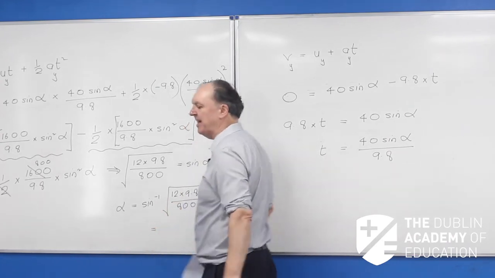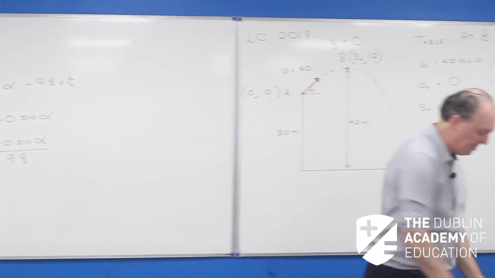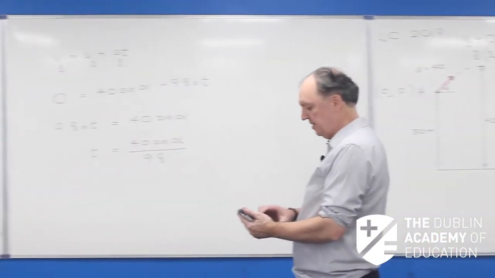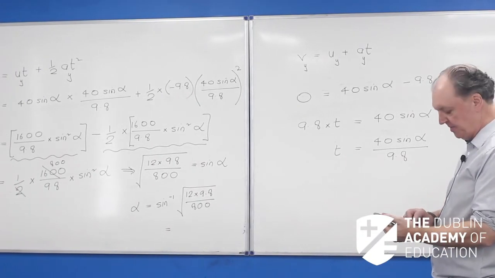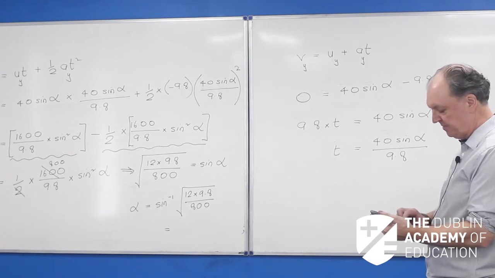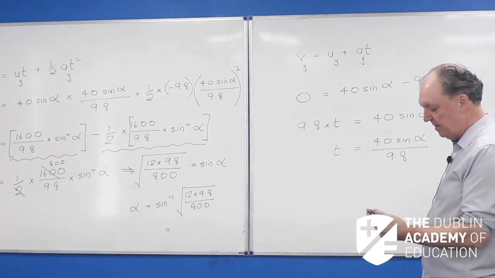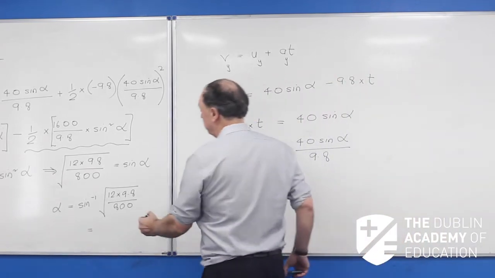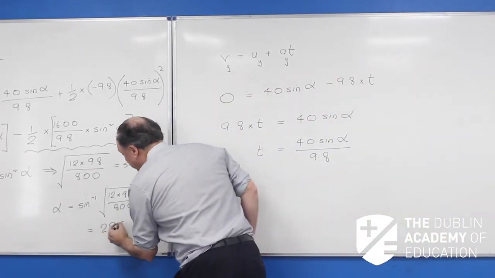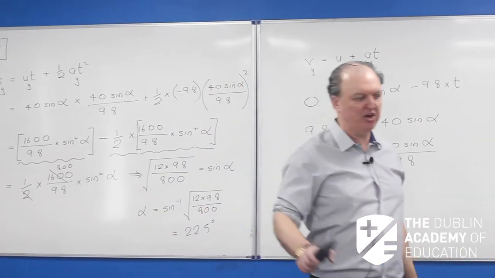So it's a tricky little calculation. Let me put that into my calculator. Shift sine, square root, fraction button, 12 by 9.8, divided by 800. Close your bracket. And I get 22.5 degrees for the angle alpha. So the maths in that is tricky enough.